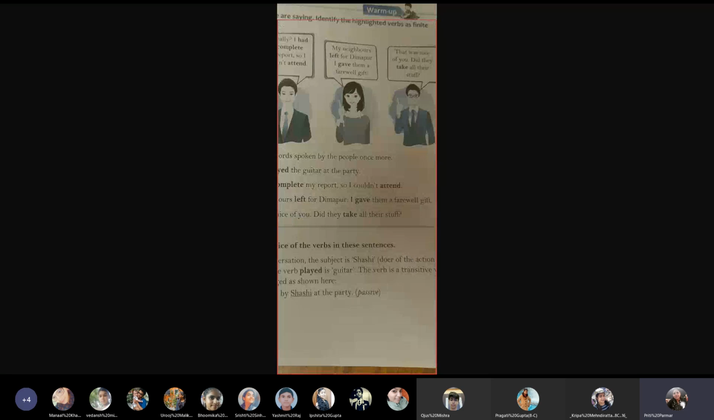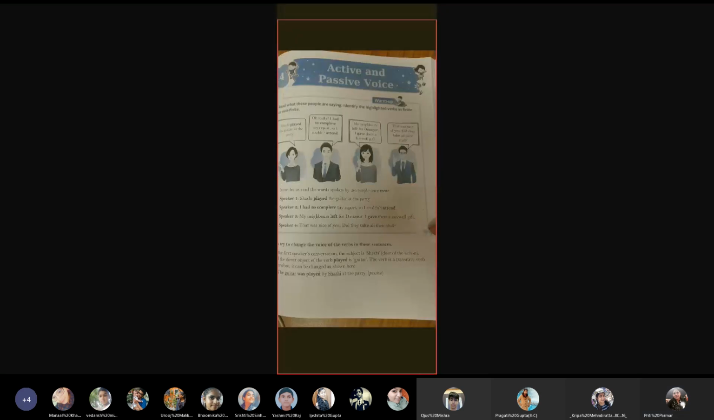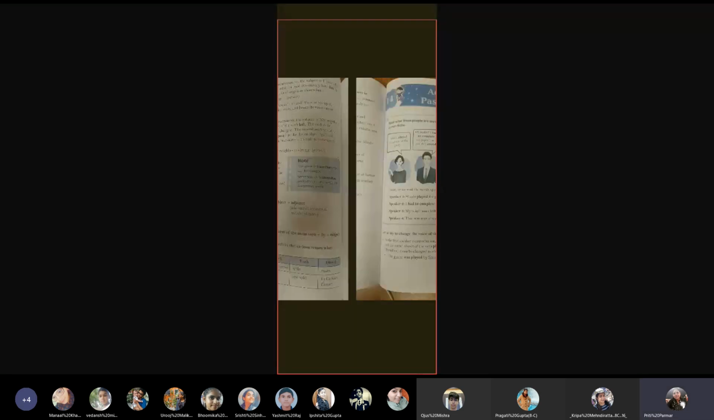So, was all their stuff? The stuff was earlier the object. Now it has acted, it has been reversed. So, was all their stuff taken by them? So, this is it. Now we come on to this small little box here.